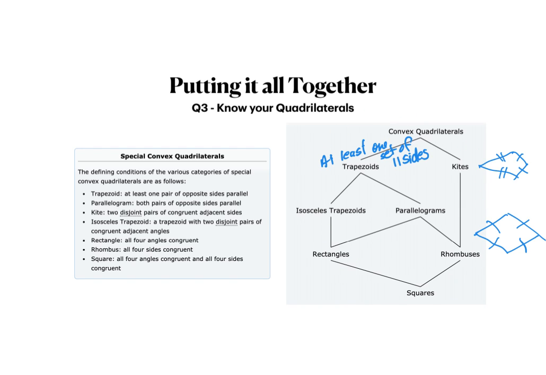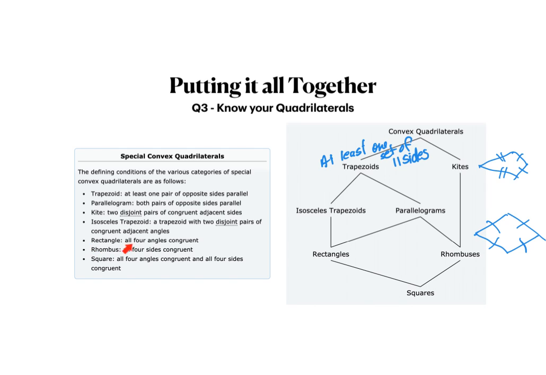So let's look at the definitions a little bit more carefully. A trapezoid has at least one pair of opposite sides parallel. A parallelogram has both pairs of opposite sides parallel. A kite has two disjoint pairs of congruent adjacent sides. An isosceles trapezoid is a trapezoid with two disjoint pairs of congruent adjacent angles.